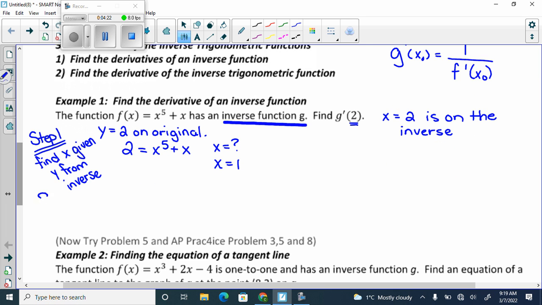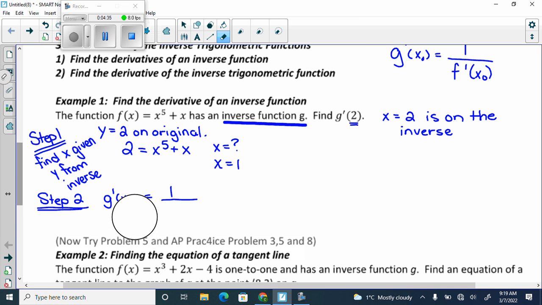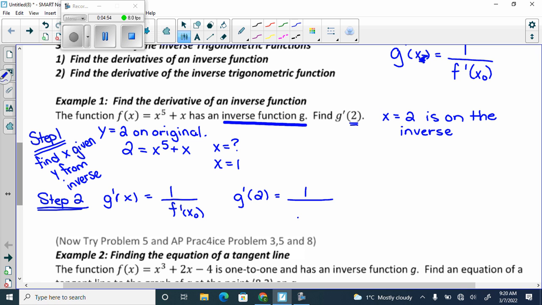Step 2 is where we're going to go g prime of x equals 1 over, well, this should be x and then x of 0. So I'm doing g prime of 2. This shouldn't be x of 0, it should be just x. G prime of 2 equals 1 over f prime of what? 1. This is your x of 0.